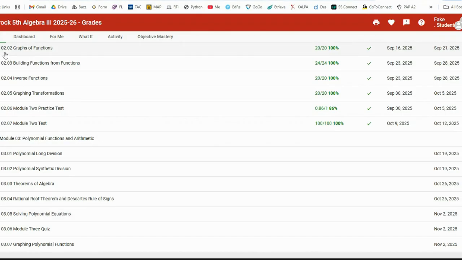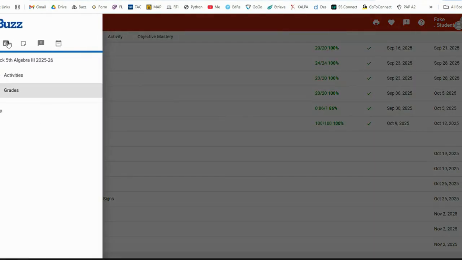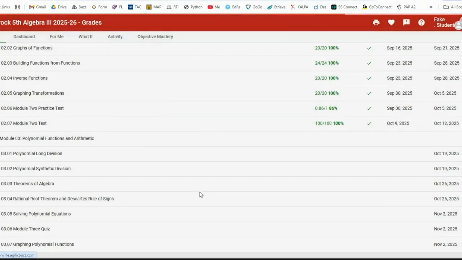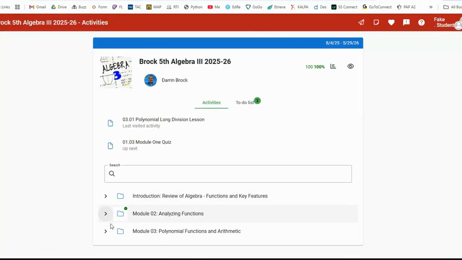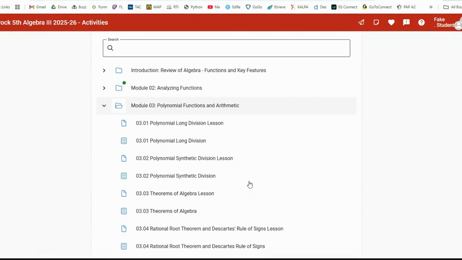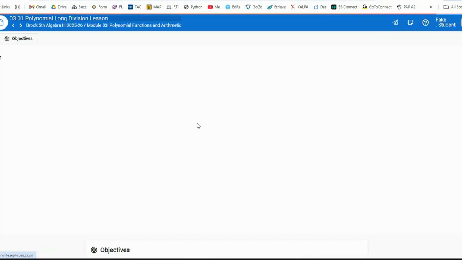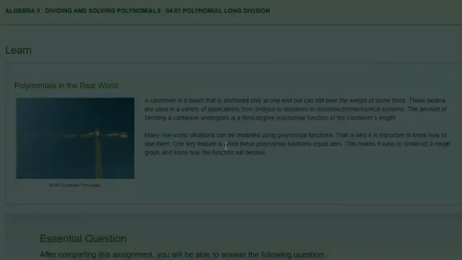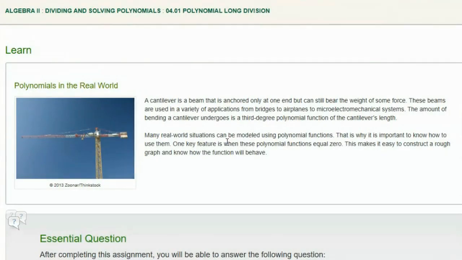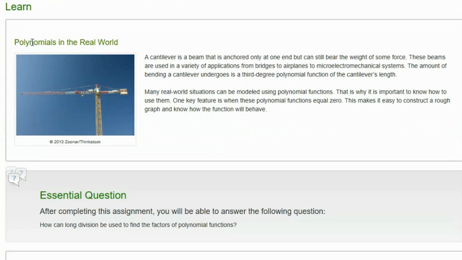So let's get into the polynomial long division. This is so exciting. I'm going to close the Module 2 folder, open the Module 3 folder, and let's get into it. Take a look. It's probably going to start with just like kindergarten or second grade division. See, polynomials in the real world. Well, that's a good question.